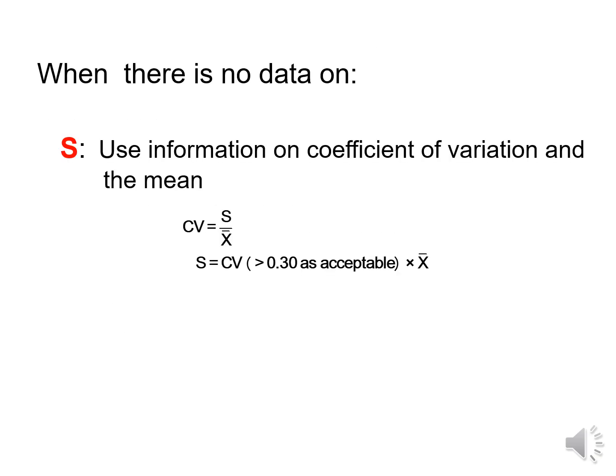S represents the standard deviation. If there is no standard deviation, it can be approximated using information on coefficient of variation as given in the formula, or by deriving its values from confidence intervals or p-value.